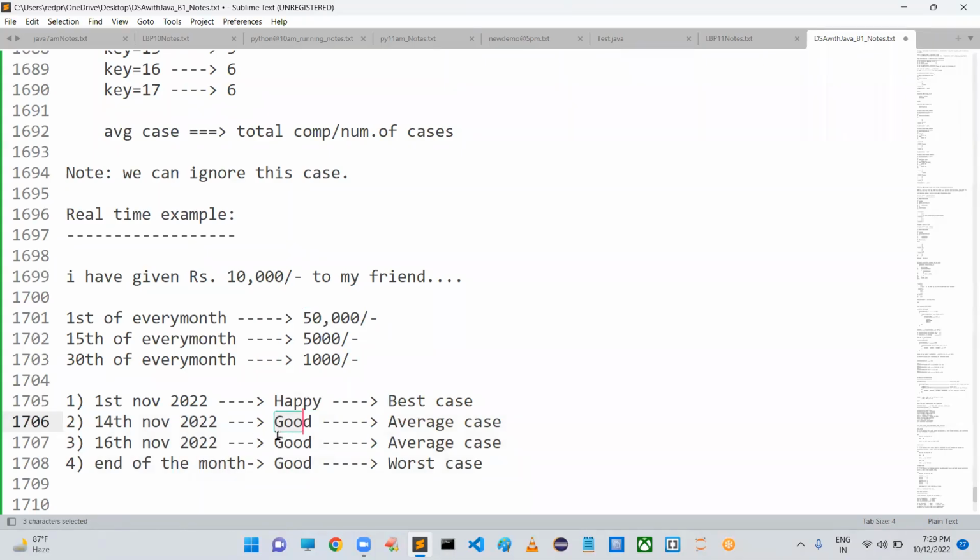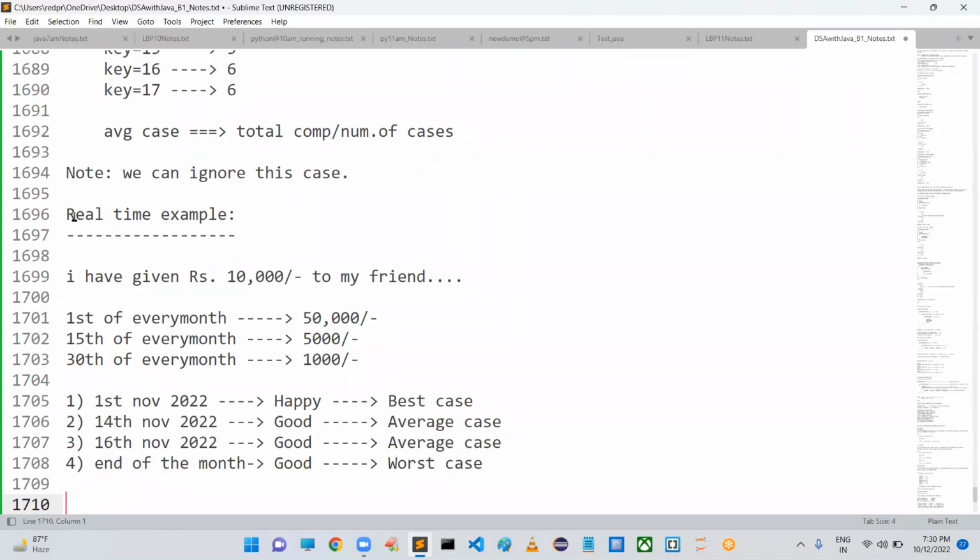In the rest of the cases, I have only one feeling. So I can understand that the average case and worst case are almost the same. That's why I have given two cases here, especially for Kiran. If he gives on the 14th, I can use it for this, but if he gives on the 16th, I can't use it for anything. One day before or one day after, the same result. Even if you give on the 16th, you might as well give on the 30th, no problem. These types of cases are called best case, worst case, and average case.